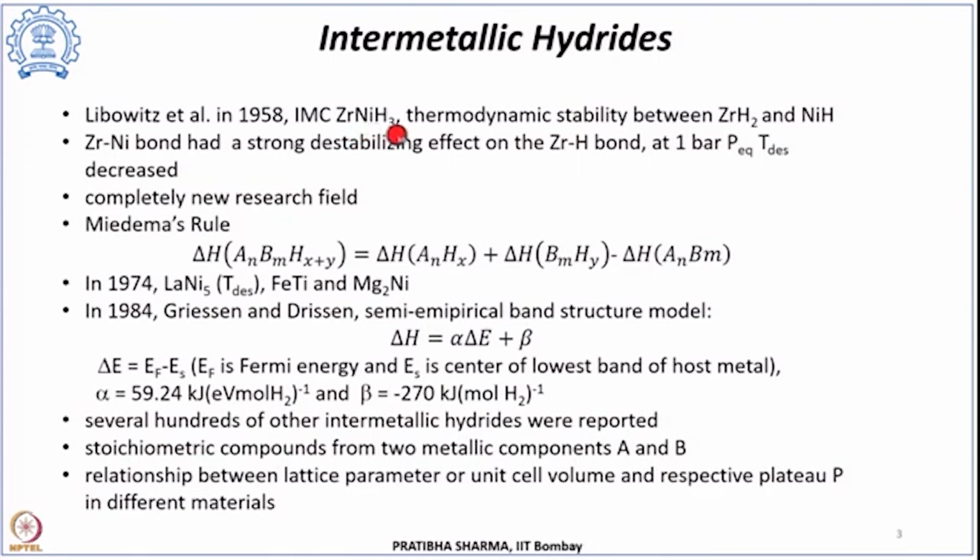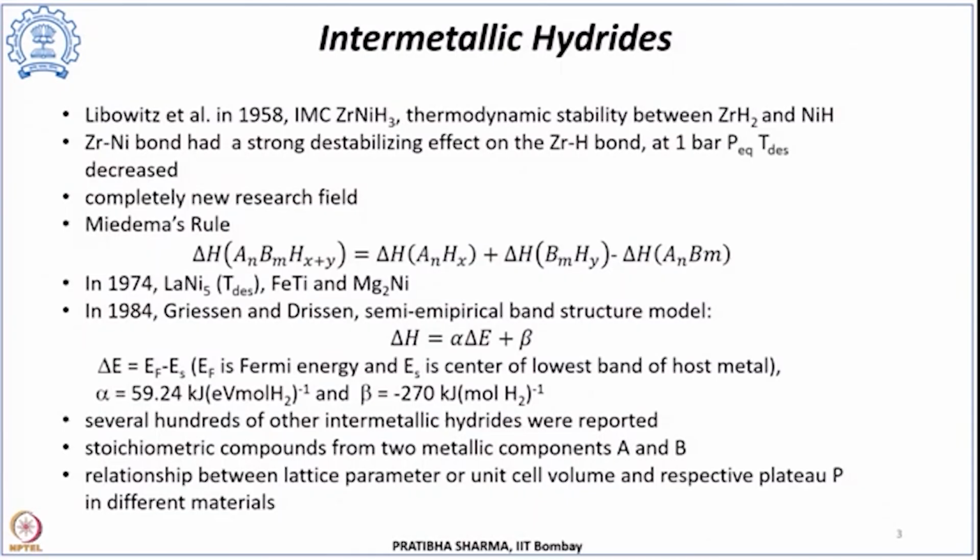The interesting thing that they found was that the ternary hydride had a thermodynamic stability between the highly stable zirconium hydride, which has an enthalpy delta H of formation of 169 kilojoule per mole, and the unstable nickel hydride, which had an enthalpy of formation of 8.8 kilojoule per mole. So, the interesting finding from this work was that the zirconium nickel bond formed in this ternary hydride had a strong destabilizing effect on the stable hydride, zirconium hydride.